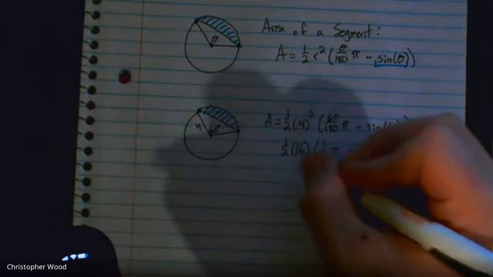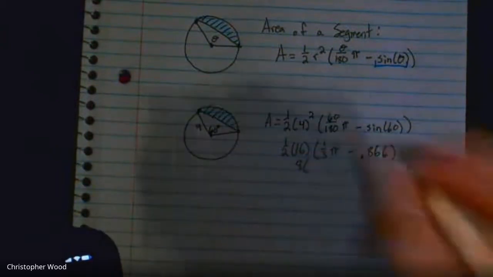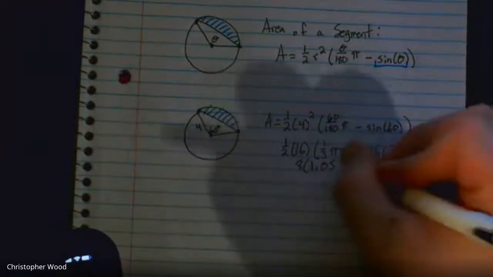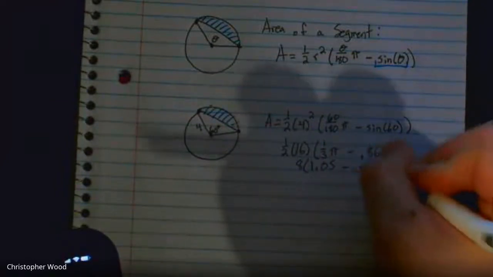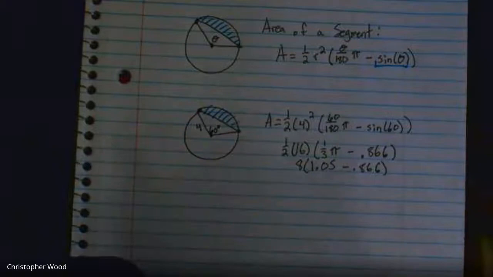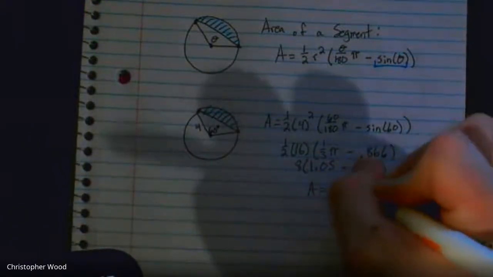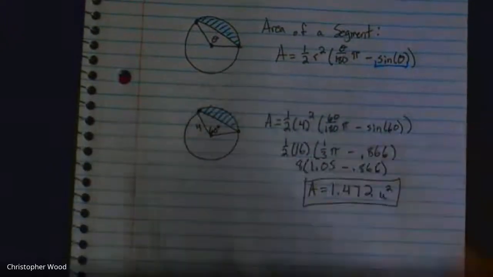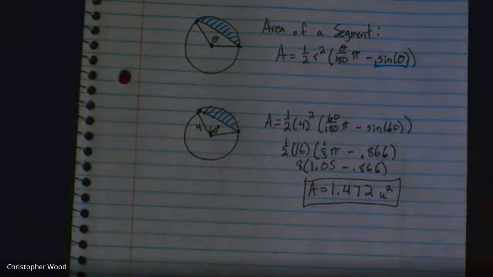But 1/2 of 16 is 8. 1/3 of pi is about 1.05 minus 0.866. And then type all this into a calculator. 8 times that, and you get about 1.472 units squared. So the calculation part, you can go through and do in a calculator. It'll help you out a little bit there. We're going to plug pi in for those pieces, and just apply the formula.